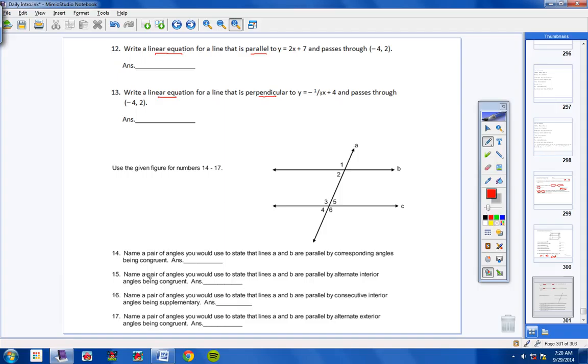Numbers 14 through 17, name a pair of corresponding angles, name a pair of alternate interior angles, name a pair of consecutive interior angles. And then 17, name a pair of alternate exterior angles, okay? So look through this here and use this right here for numbers 14 through 17.